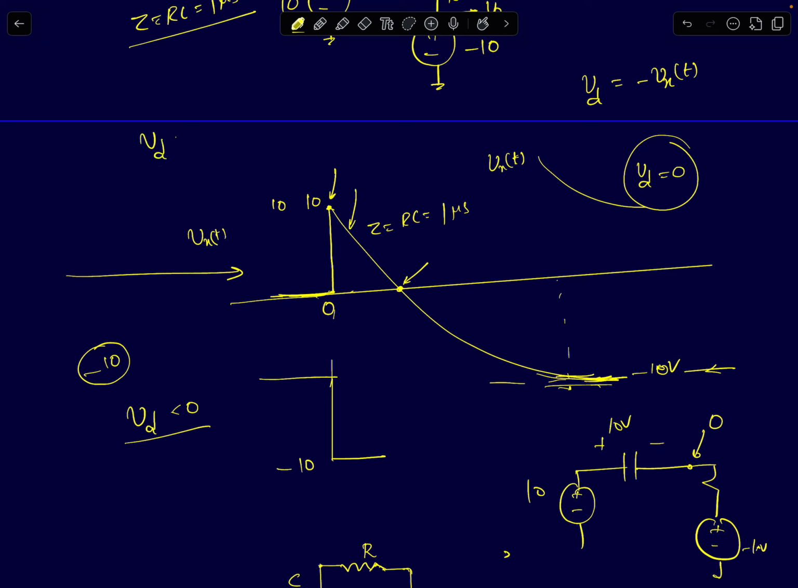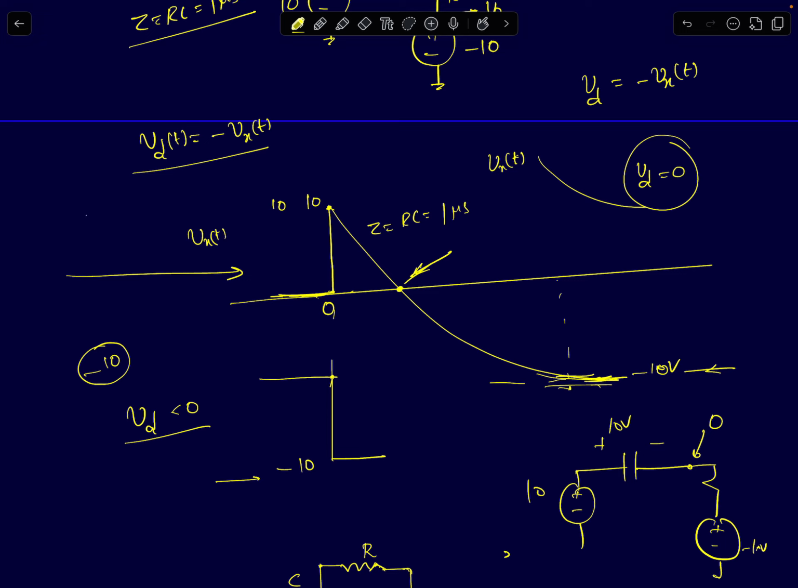Your differential input to the op amp, Vd of t, is simply equal to minus of Vx of t. As long as Vx of t is positive, the op amp's differential input will be negative, so your output voltage will be at minus Vsat, which is minus 10. So now your node voltage Vx of t is decreasing, and at some point it's going to reach 0. It's trying to go to minus 10, so at some point it will reach 0. The moment it reaches 0, the op amp will now be triggered.